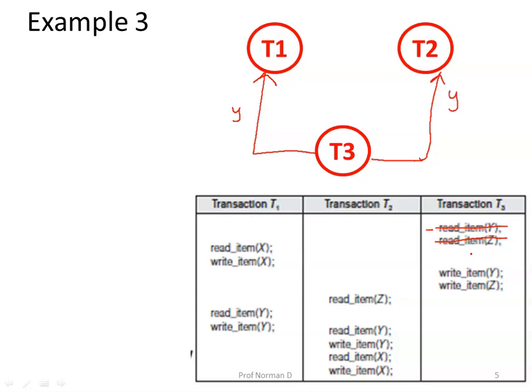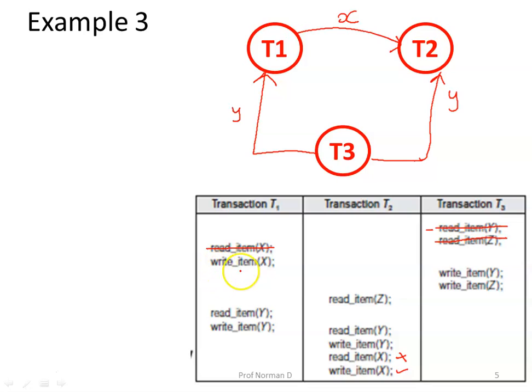Next instruction is from transaction T1, that is read item X. So read item X is having a conflict with read item X over here and write item X. Obviously read item X and read item X do not have any conflict. So read item X and write item X from T2 are having conflict. So we draw an edge from T1 to T2 on data item X. So we are done with the next instruction.